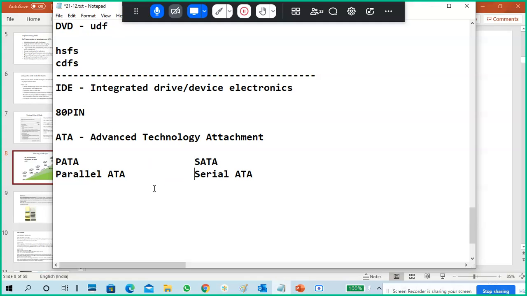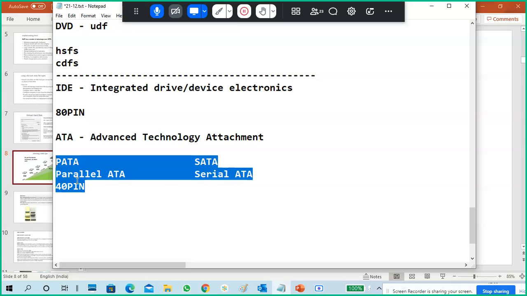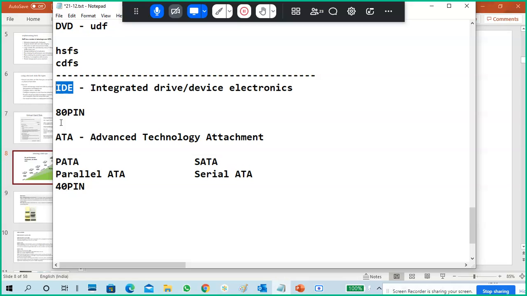This one uses a 40 pin connector. So sometimes when you see IDE PATA, 40 pin connector, I can agree with that also. Some people say IDE and PATA are the same. Okay, we can agree. There is still a lot of confusion, but the material is also there, so don't worry about it.